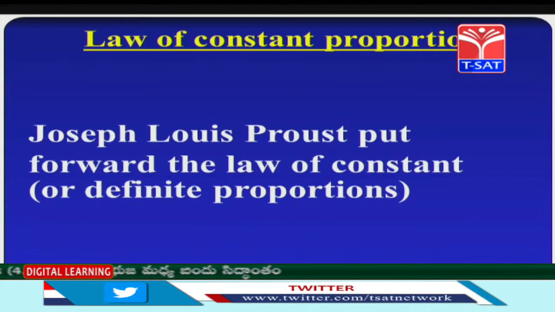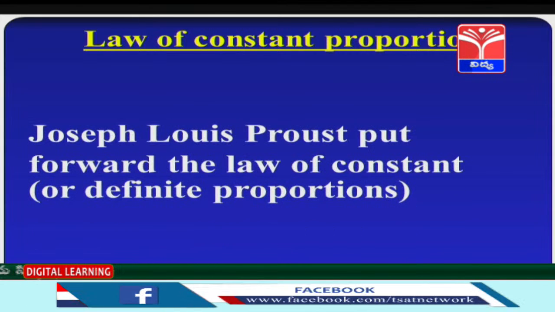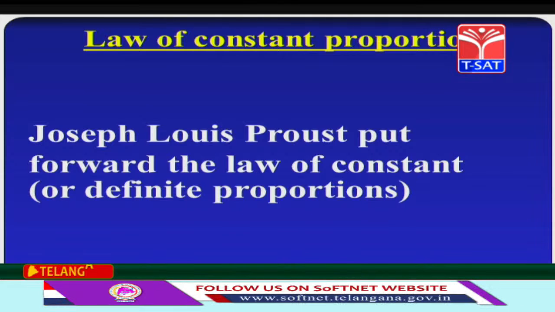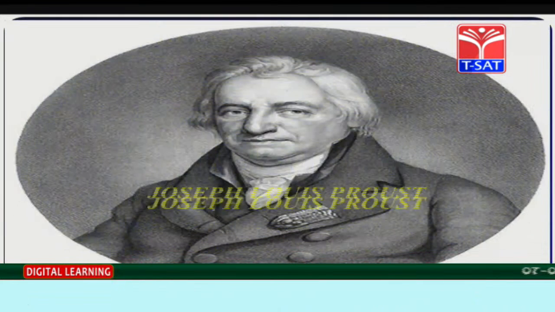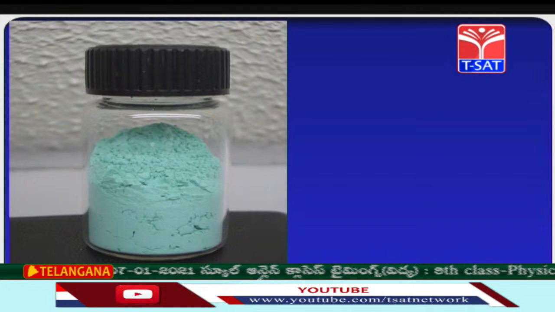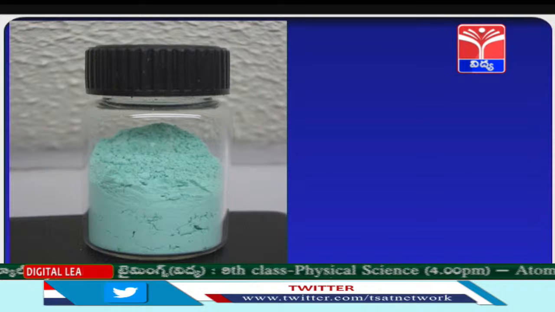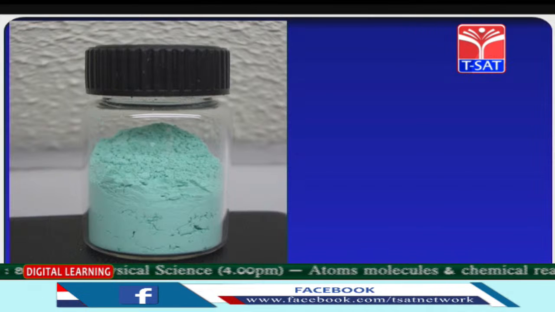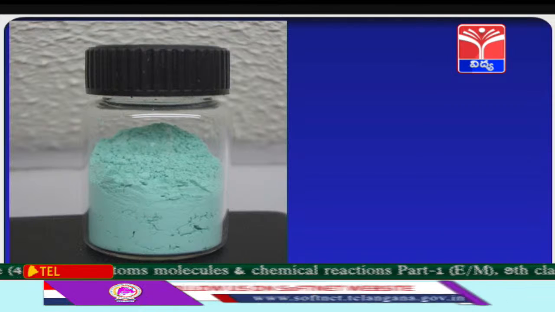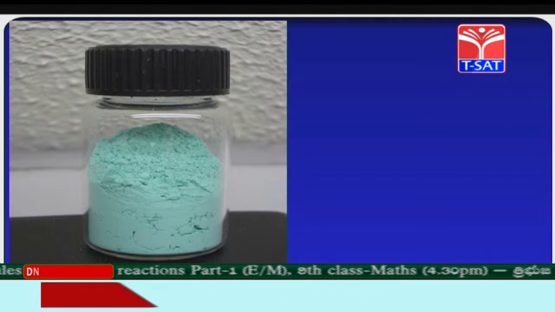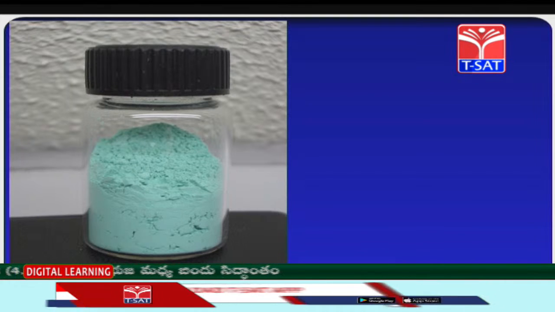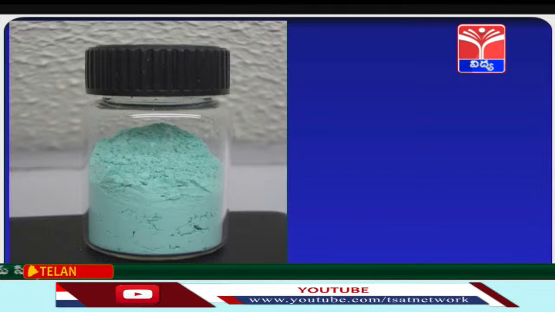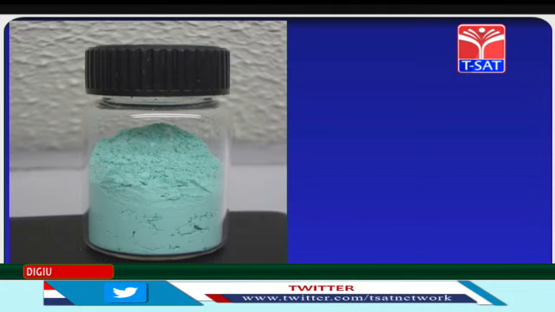Children, let us come to the next law, the law of constant proportion. This was proposed by Joseph Louis Proust. He is Mr. Joseph Louis Proust. He proposed the law of definite proportions. He took a synthetic sample of copper carbonate and found the weight of copper, carbon and oxygen separately in this synthetically prepared copper carbonate. That means this copper carbonate was prepared in the laboratory.